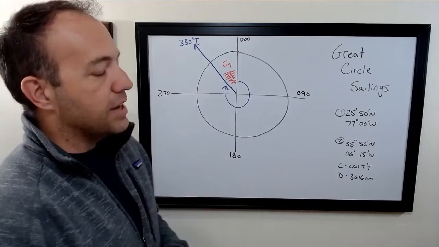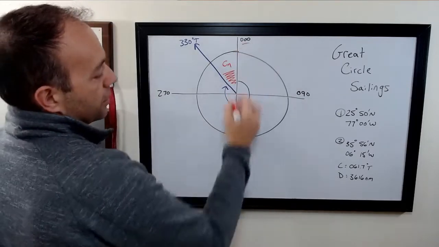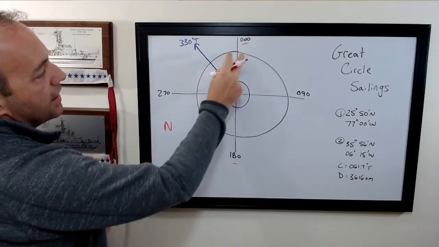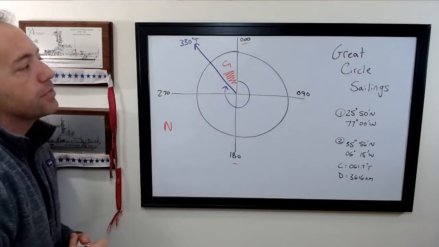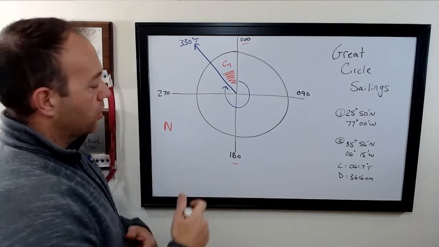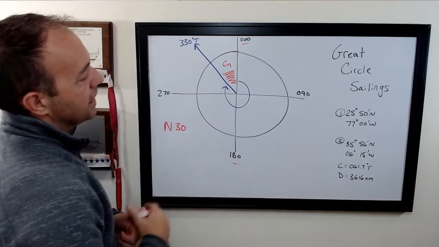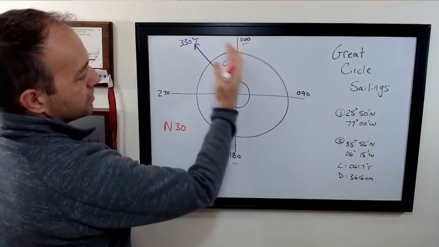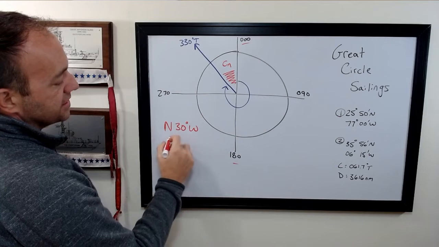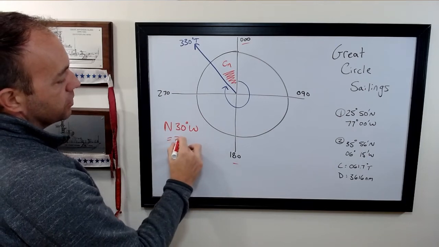And the way that you name these courses is you start with the northern or the southern pole. So in this case, it would be the north. And then how far off of that course are you? So in this case, it would be 360 minus 330, or 30 degrees. And then in what direction? To the east, to the west. All right, so this north 30 west is the same thing as 330 degrees true.